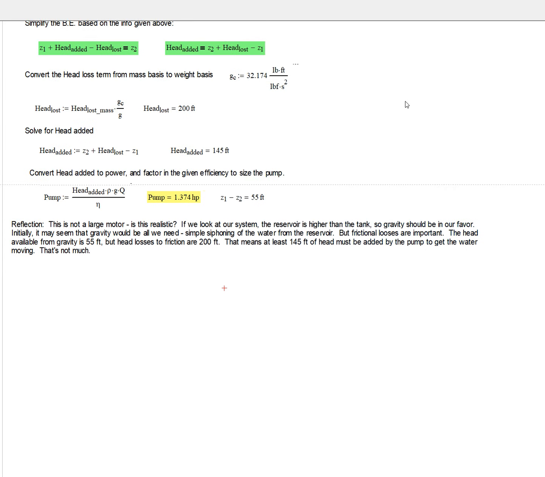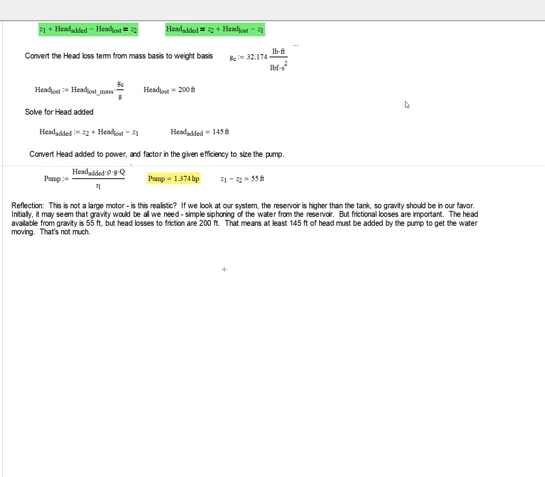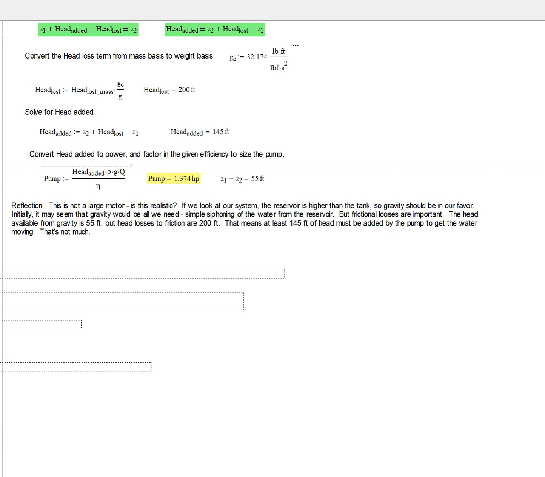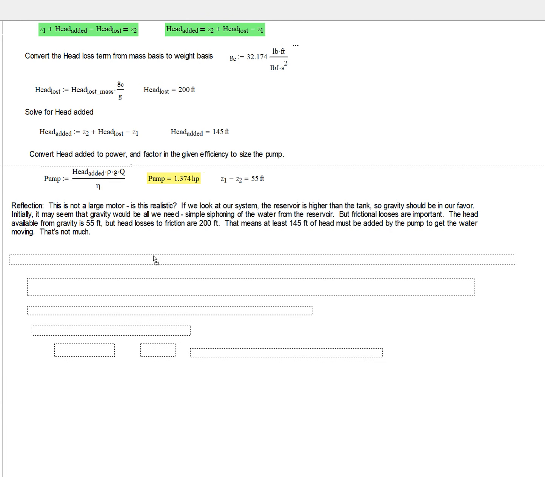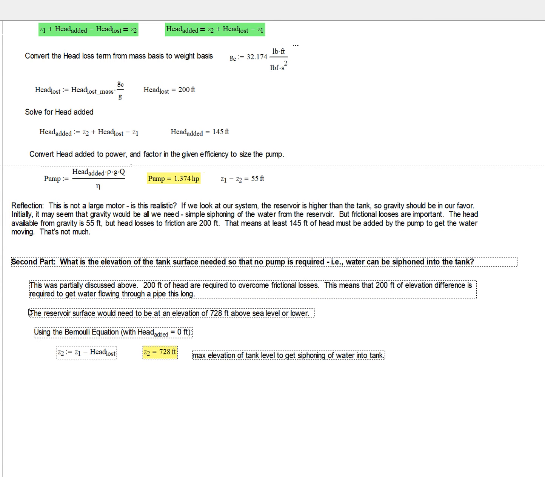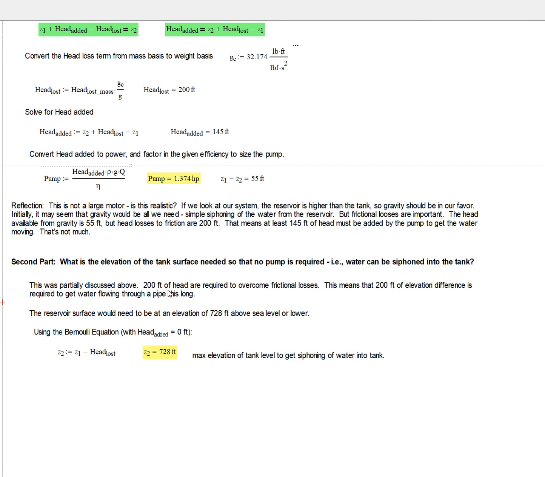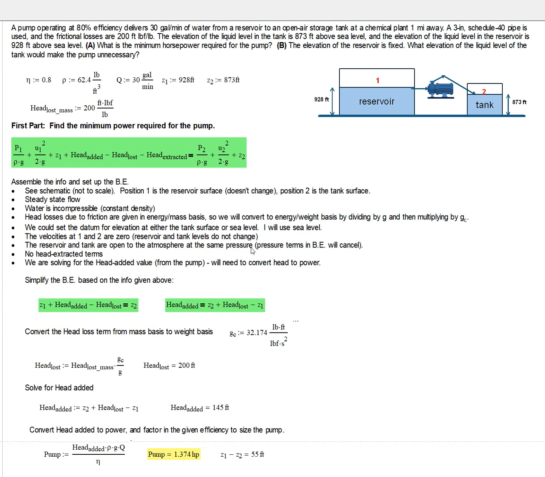Now, the second part of the question is, well, what if we don't want to use any motor? What if we just want to have gravity do it? So how far are we going to have to lower the tank? Well, you can do this problem one of two ways. One of the ways is you can do this by kind of noodling through it and just thinking about how this will work.